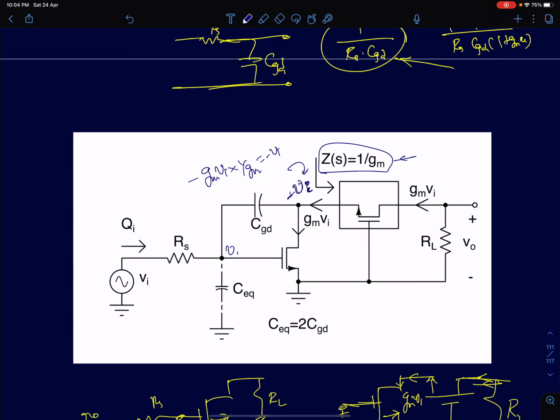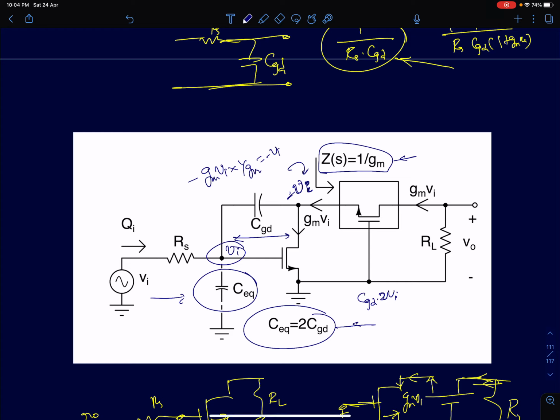So this capacitance CGD now has to be charged to a voltage of 2 times Vi, which is much smaller than 1 plus GmRL in a conventional common source. So therefore, the equivalent capacitance seen at the input, this node is being charged to Vi, but it is delivering a charge of CGD into 2 Vi. So at the input, it's going to look like a capacitance of value 2 times CGD.